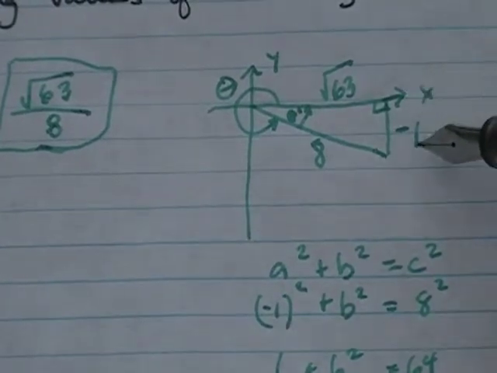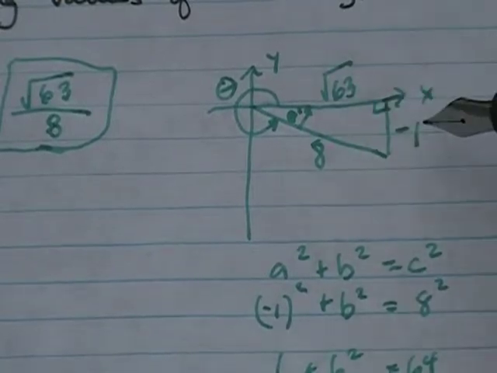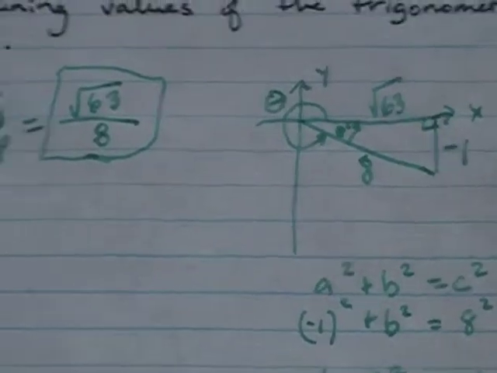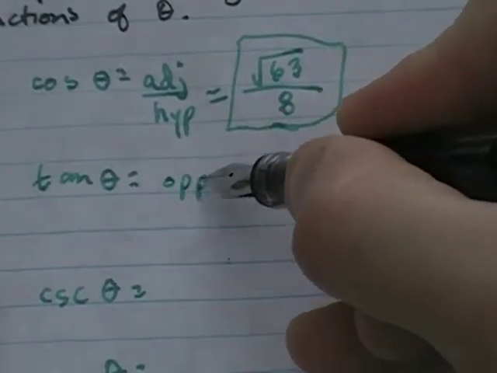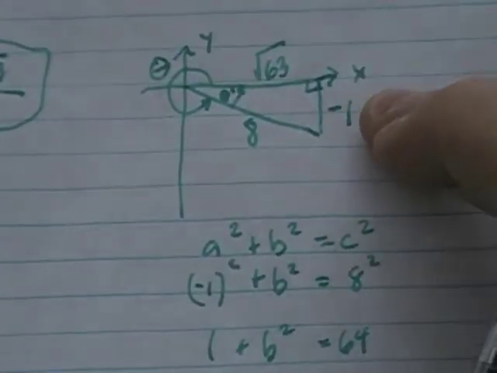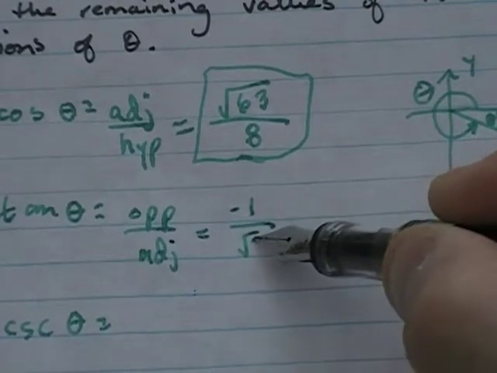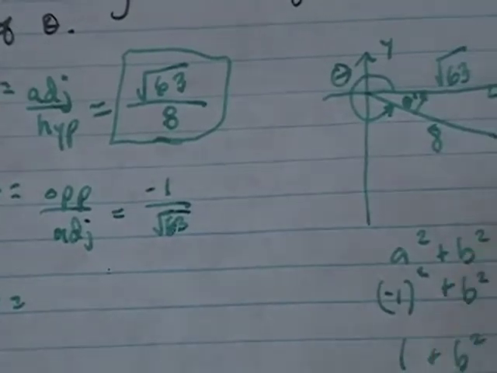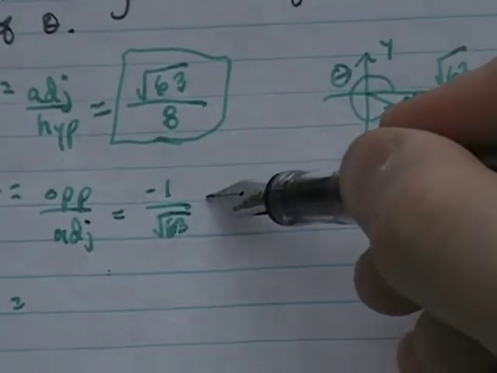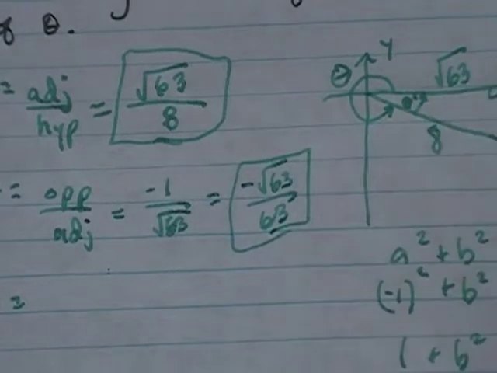Okay? Tangent of theta. Tangent is opposite over adjacent. So I say, okay, and I always like to write it out. Opposite over adjacent is going to be -1 over root 63. And you've got to remember to rationalize your denominator. And so if we do that, we get negative root 63 over 63. Okay, ta-da.